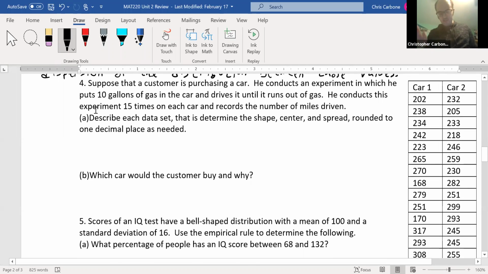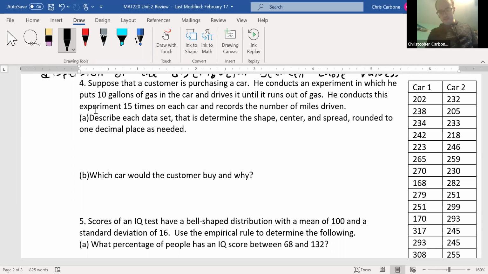Okay, so moving on. Question number 4. Suppose the customer is purchasing a car. He conducts an experiment in which he puts 10 gallons of gas in the car and drives it until it runs out of gas. He conducts this experiment 15 times in each car and records the number of miles driven, as shown here on the right. Despite the unfortunate waste of gas in this particular case, we want to describe each data set. That is, determine the shape, center, and spread, rounded to 1 decimal point, as needed.